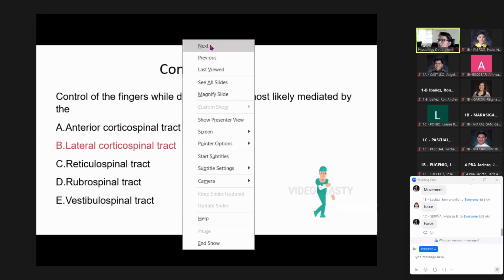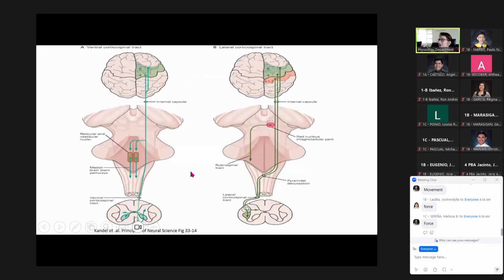pakita ko na yung susunod na slide. Okay. That's because they terminate, tingnan natin yung lateral, they terminate in the lateral portion of the ventral horn of the spinal cord. That's why they are classified as lateral pathways. Now, what about your medial pathways or your ventral pathways?